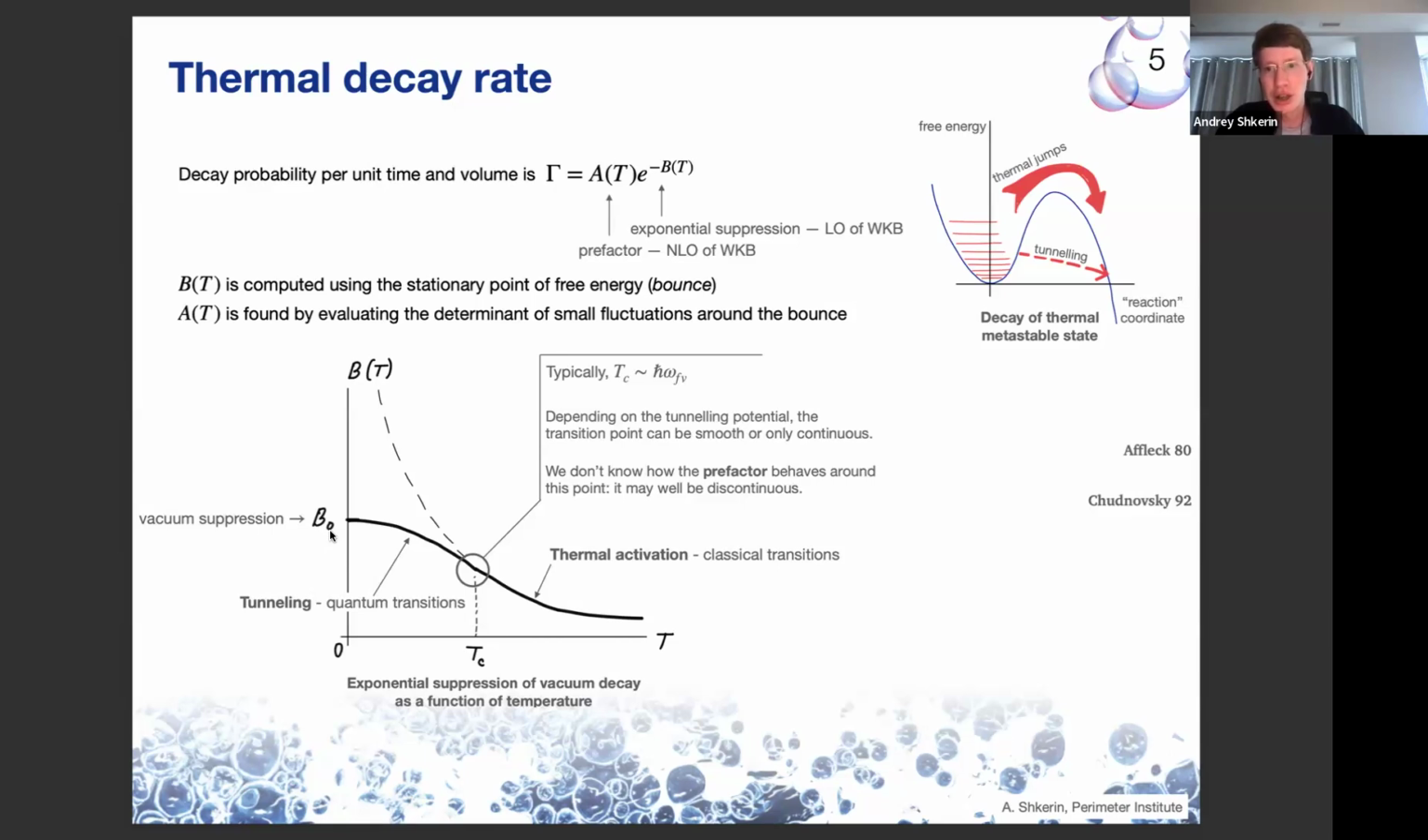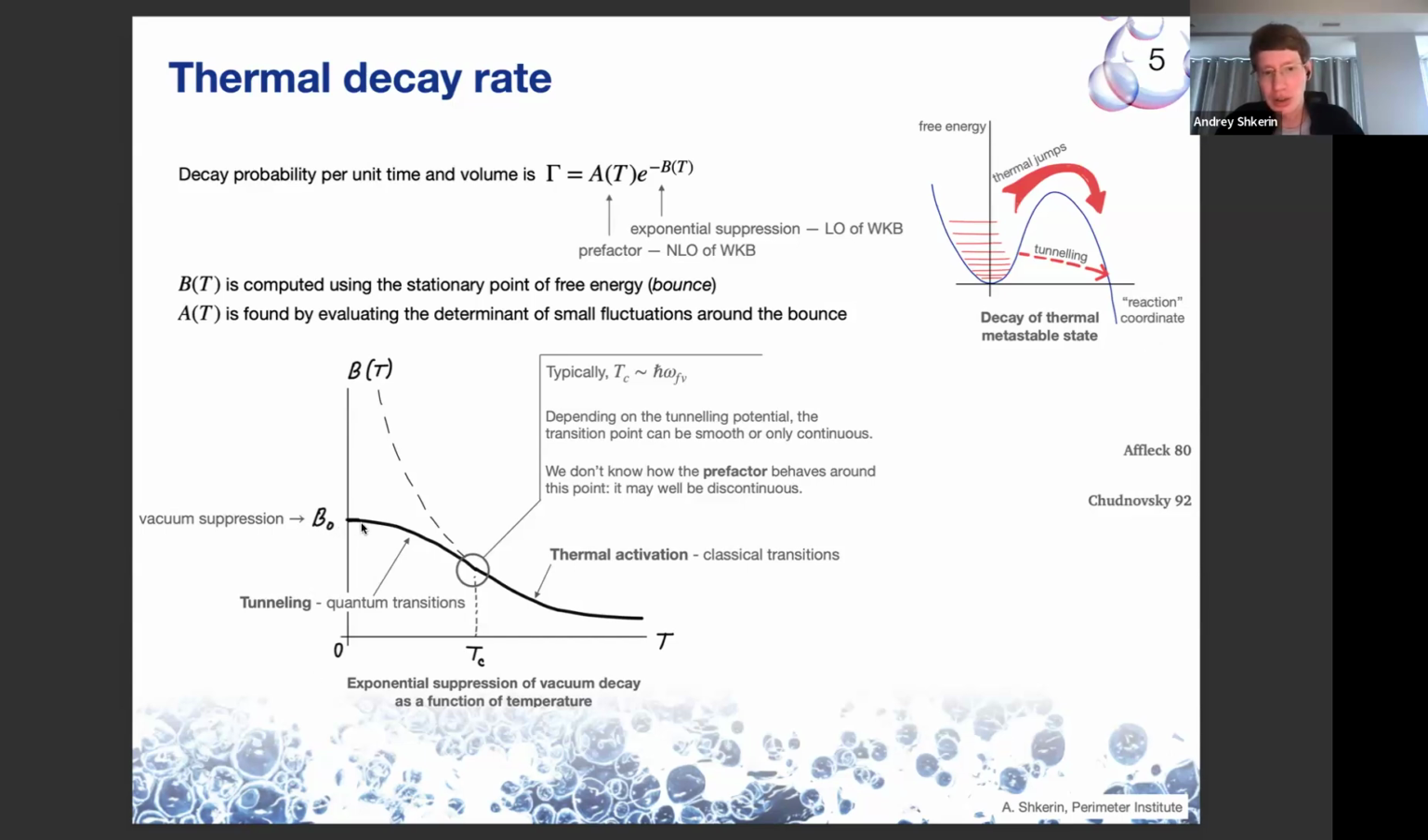And in this regime, the decay is possible only via quantum tunneling of the system through the barrier. So here is a schematic plot of, say, the free energy of the system. And here I choose one of the coordinates to be like the reaction coordinate. And the tunneling happens along this particular direction in the free energy.